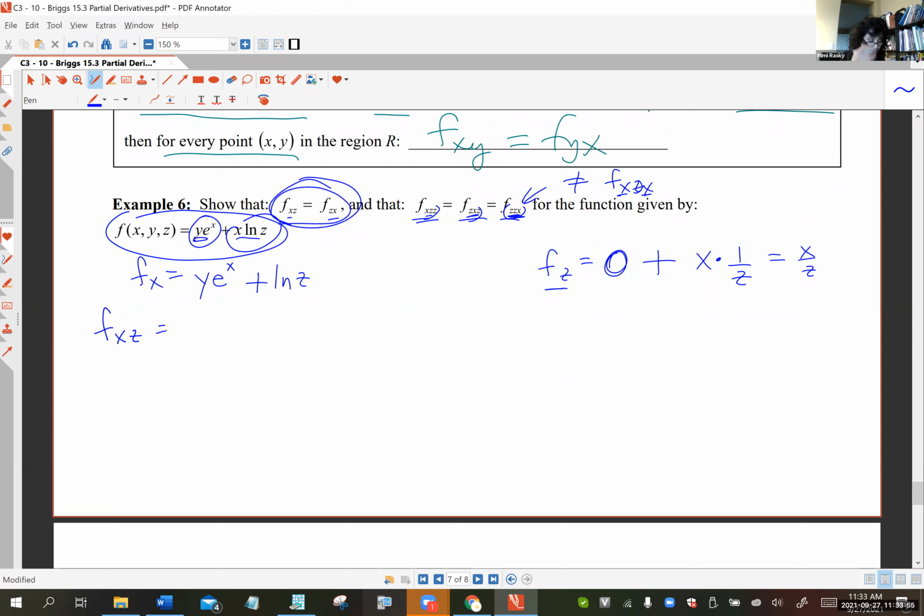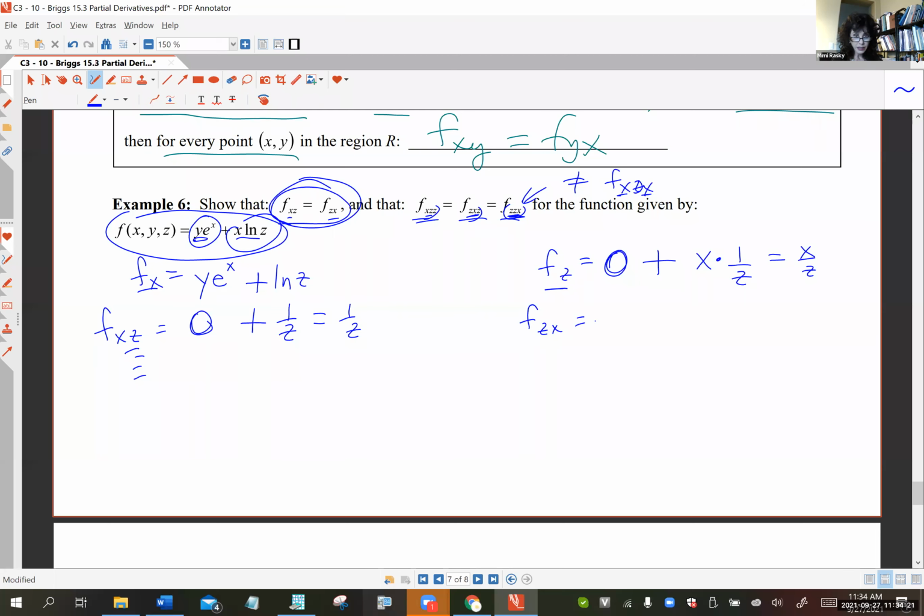Now we're ready to show this is true by getting the second partial. So fxz is the derivative of fx with respect to z. So we're first going to get a 0 there because the derivative of y e to the x with respect to z is 0, plus the derivative of ln z with respect to z is 1 over z. So this second partial is just going to be 1 over z.